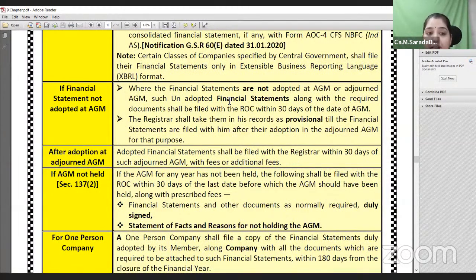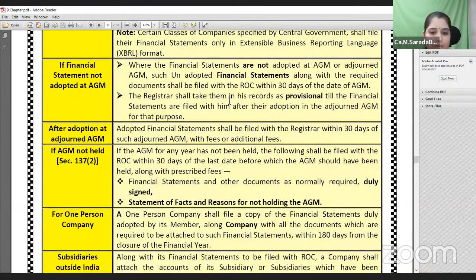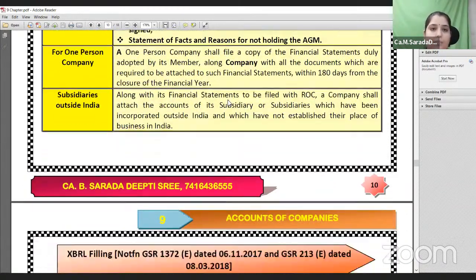If the company fails to conduct an AGM, in such a case, it has to be intimated to the ROC that because of so-and-so reasons, the company could not conduct its AGM. For example, for the last 2 years we had COVID, because of which the company could not conduct its AGM. The company has to specify the reasons within 30 days from the date of the AGM that it could not conduct the AGM. Okay, so these are the important points.